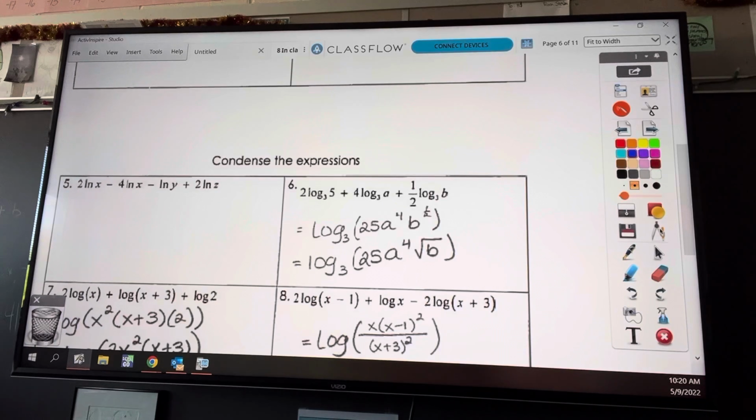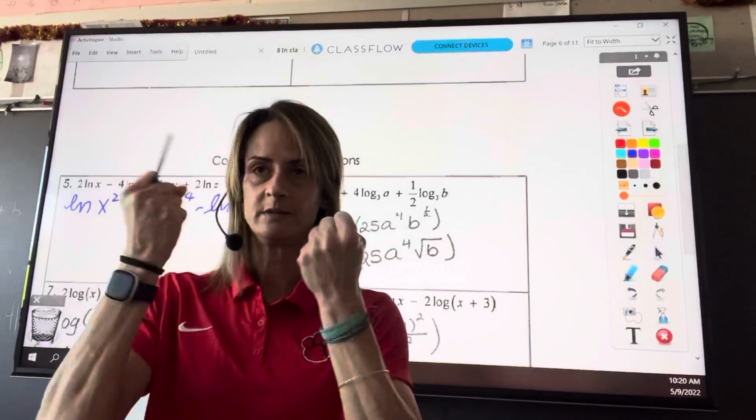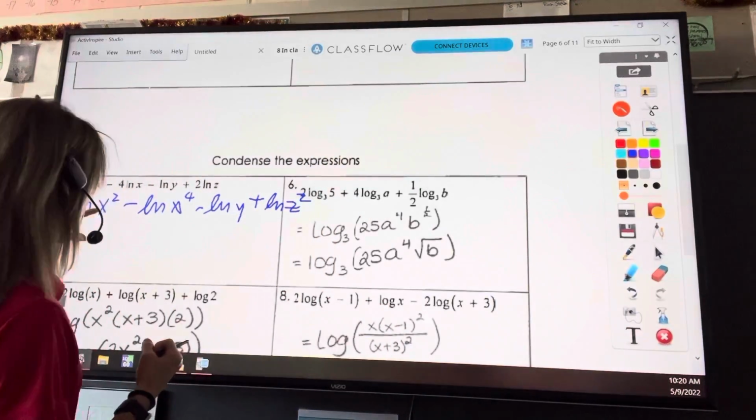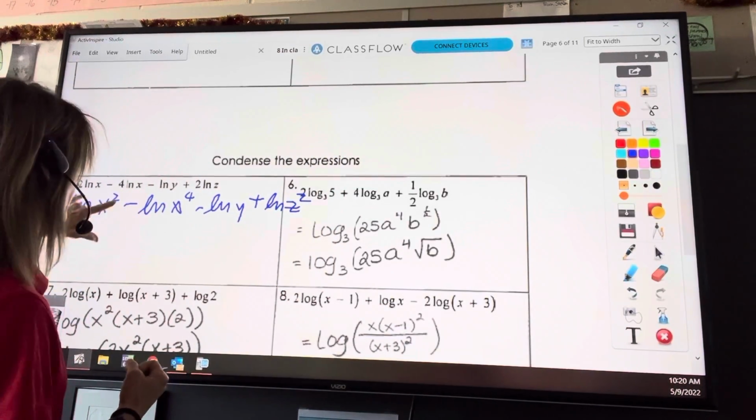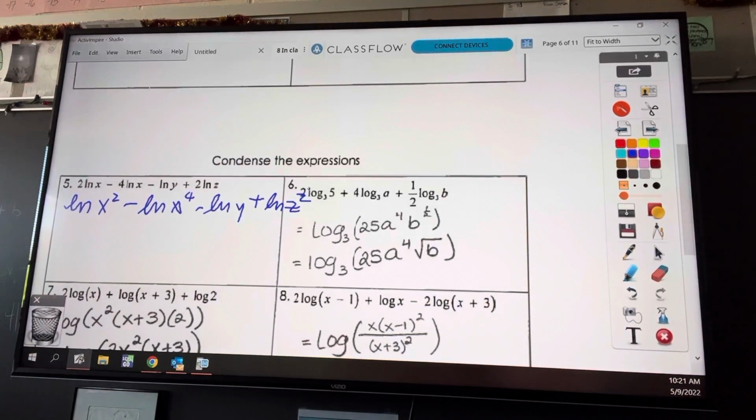Okay, number 5. So we've got some leading coefficients here that we can make exponents. Let's go ahead and do that. Natural log of x squared minus natural log of x to the 4th minus natural log of y plus natural log of z squared. Now, following the log properties, all the subtraction will be in the denominator, and all the addition ones will be in the numerator. So the x squared and the z squared will be in the numerator. Let's just see what we get and go from there.